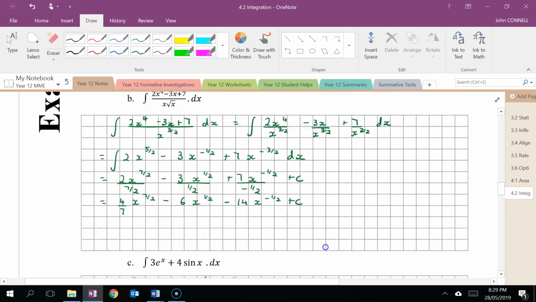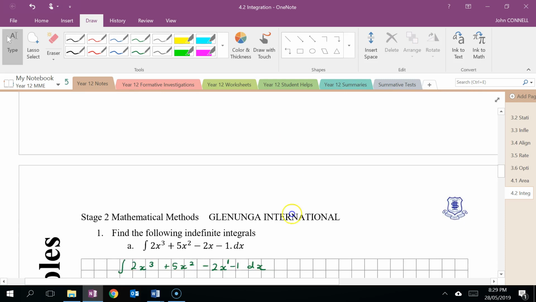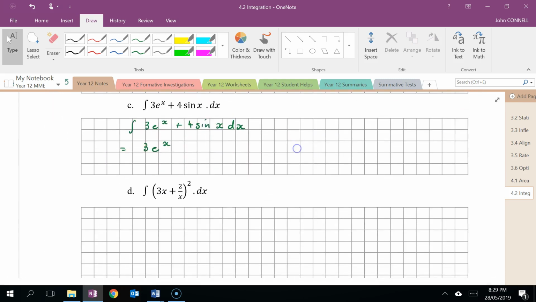What's the integral of sine x? The 4 at the front won't have any effect, so if we come back here, it's negative cos x. So it's 3e to the x, take 4 cos x plus c.